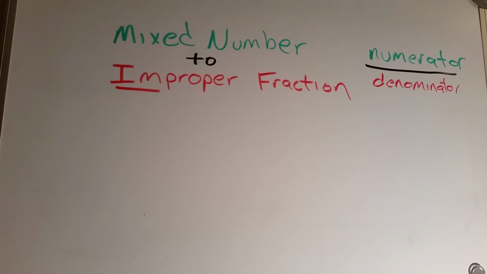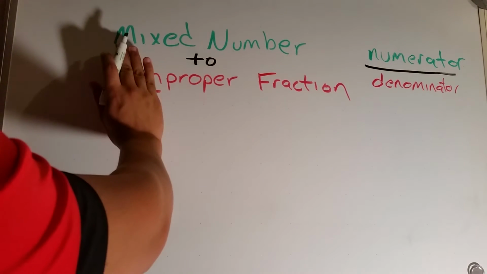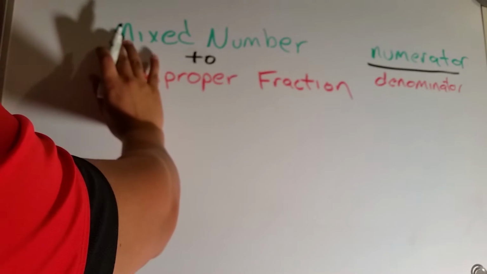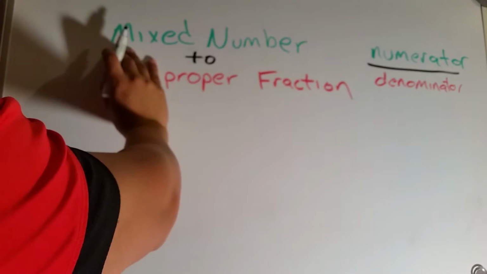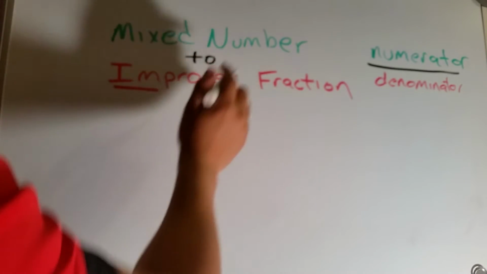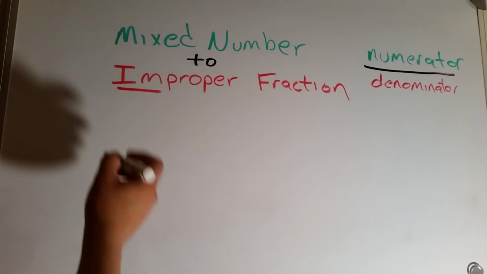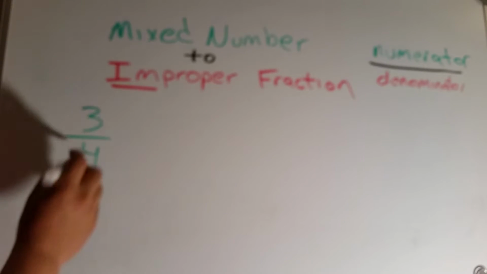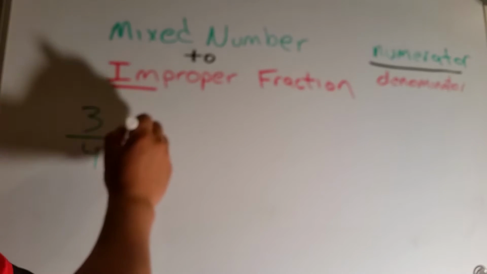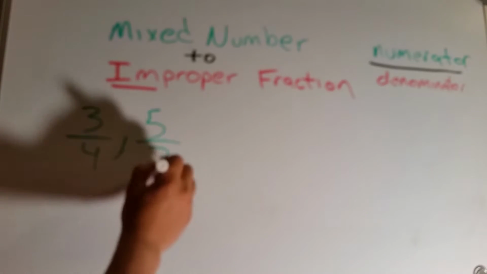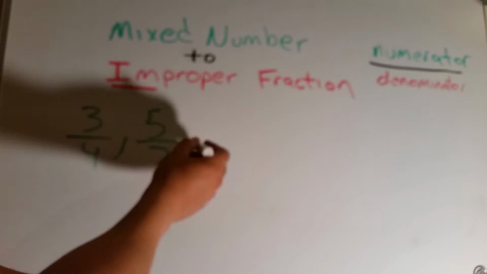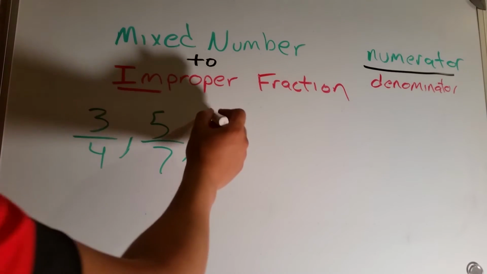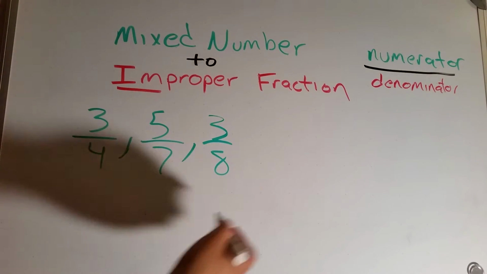So I'm going to start with a recap of what a proper fraction is. A proper fraction, which is the basic fraction that we're used to, is when the numerator is less than the denominator. Some examples are 3/4, the 3 is smaller than the 4, 5/7, the 5 smaller than the 7, and 3/8, the 3 smaller than the 8.